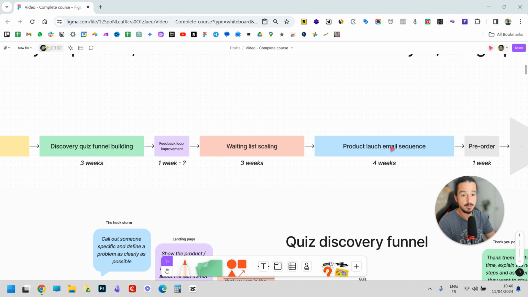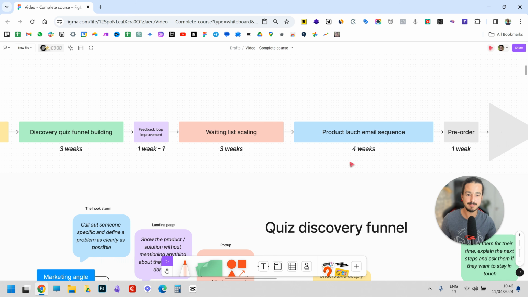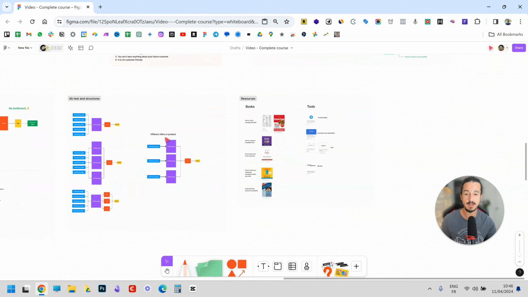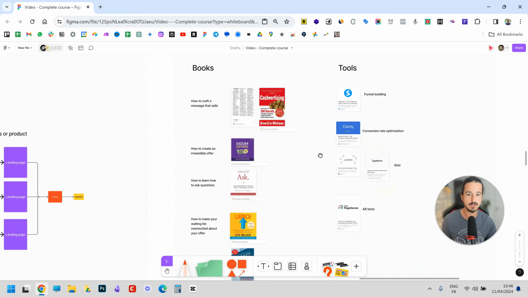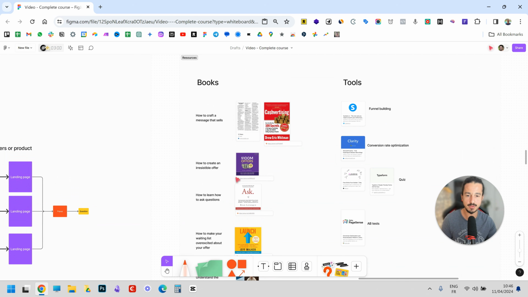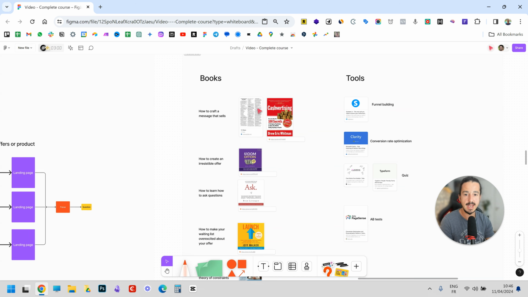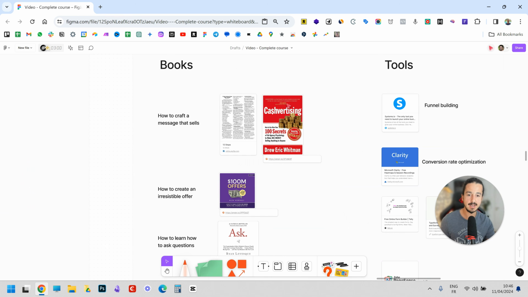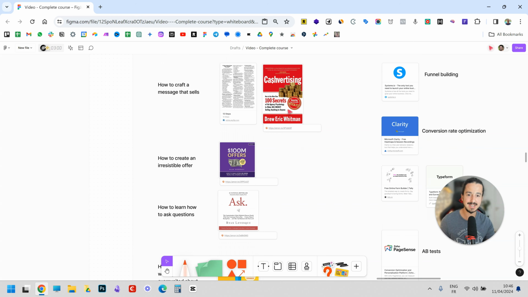The next step is the product launch email sequence. That is based on a book written by Jeff Walker. And by the way, this is something I didn't show you yet, but here is a list of resources. You can access this Figma in the description below. I will leave the link. And you can have all the different tools that I'm using to create that, as well as the different books that can help you.